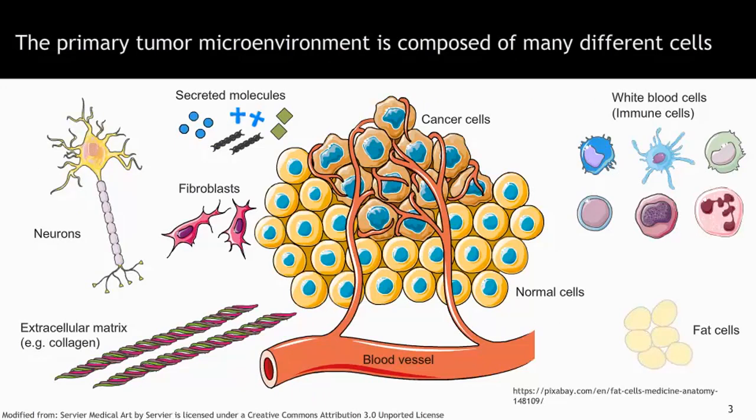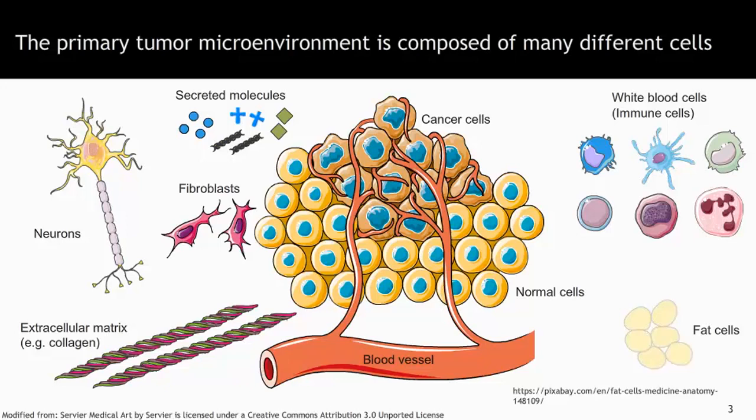So a tumor is really composed of all these types of cells and more. On this slide, you see secreted molecules, fibroblasts, neurons, the extracellular matrix, cancer cells, normal cells, white blood cells, fat cells, and blood vessels. And this is just to name a few of the more well-known cells and factors that interact with the tumor. And communication between the tumor cells and the cells in the microenvironment actually drives tumor progression.